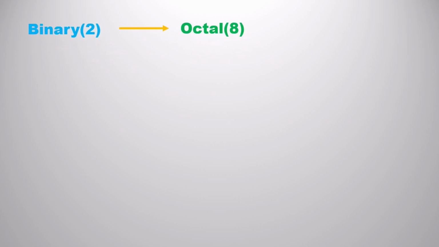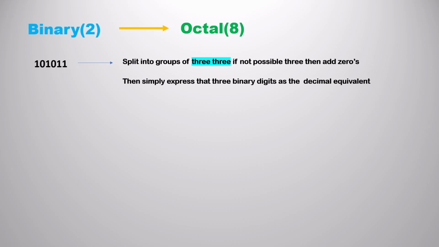First let's start with the binary to octal conversion. Let's see the example 101011. We have to convert this binary number to octal, which is base 8. There are steps we have to follow to get octal. Let's read what the steps are. First, split into groups of 3, and if that is not possible, then add 0. This is the first step for converting binary to octal. Then simply express the 3 binary digits as their decimal equivalent. Let's see what is meant by that.